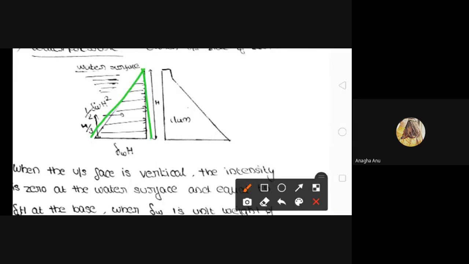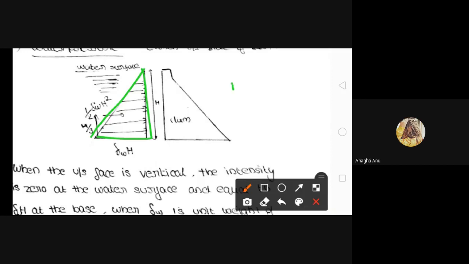Okay, after we draw the water pressure diagram or water pressure distribution diagram, we need to find out the total force acting on the upstream face of the dam. How can we determine the total force acting on the upstream face of the dam? It will be equal to the area of this pressure distribution diagram.